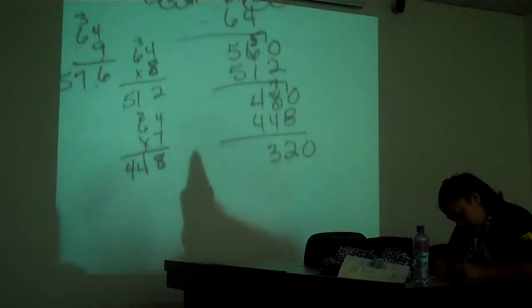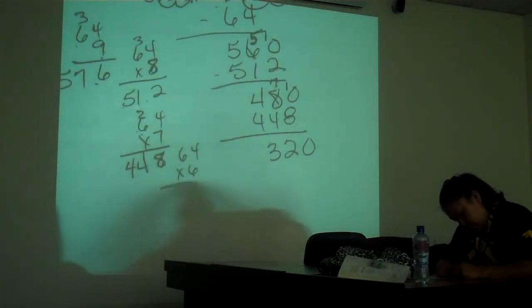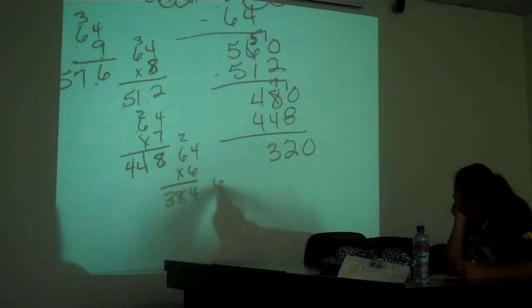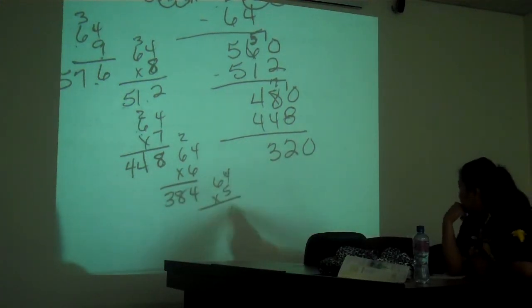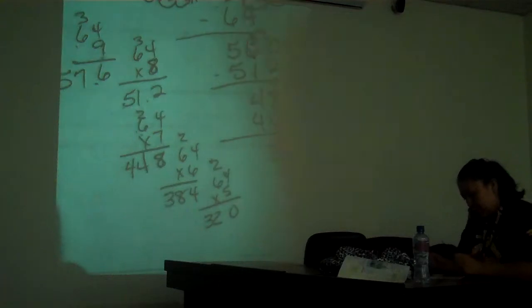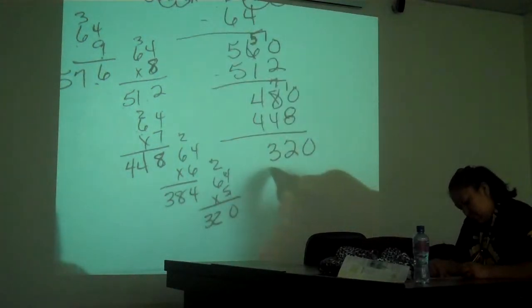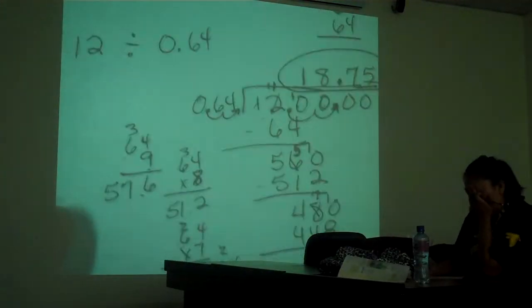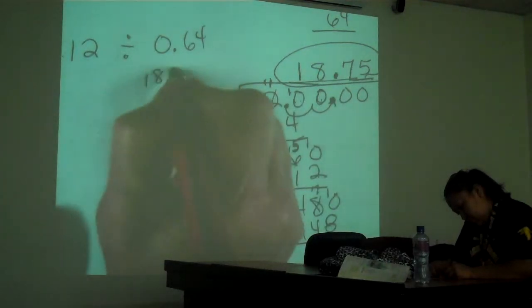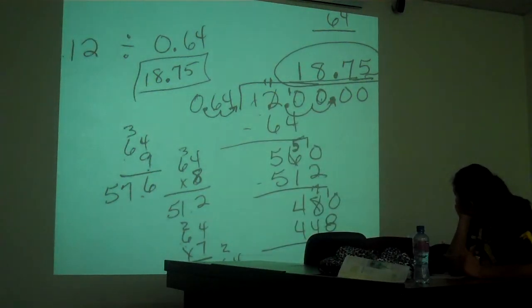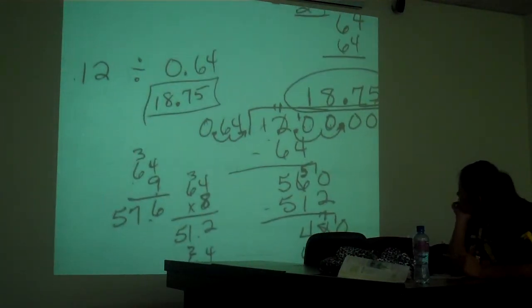Okay, it's going to be less than 7. Let's try 6. 6 times 4, 24. 6 times 6, 36, 37, 38. Too big. 64 times 5. 5 times 4, 20. 5 times 6, 30. 1, 2. Perfect. And it finally ended because it came out exact. So there's your answer right there. 18.75. So if it stops, don't put remainder. Add a 0 and keep dividing.